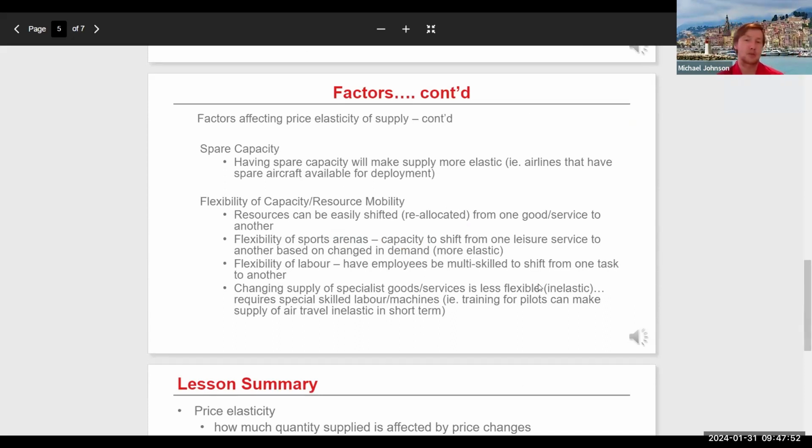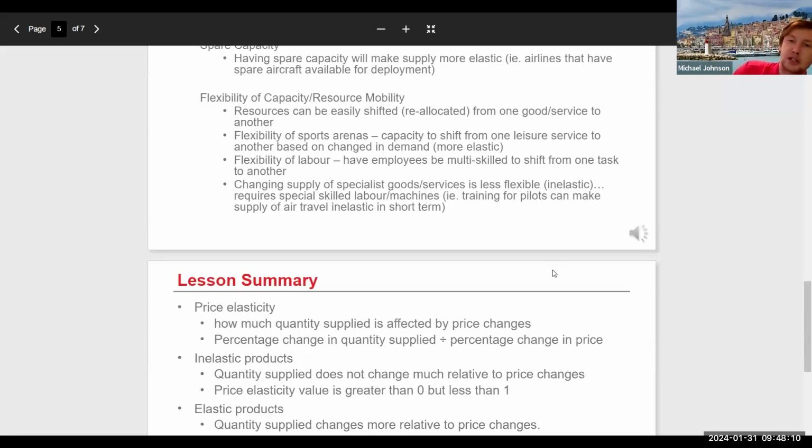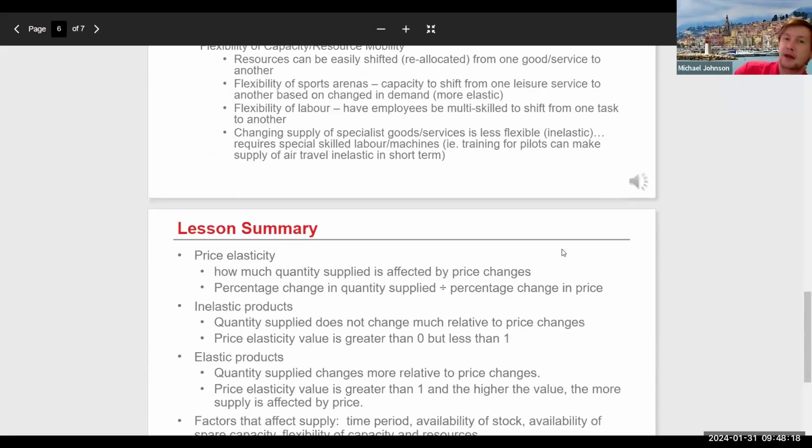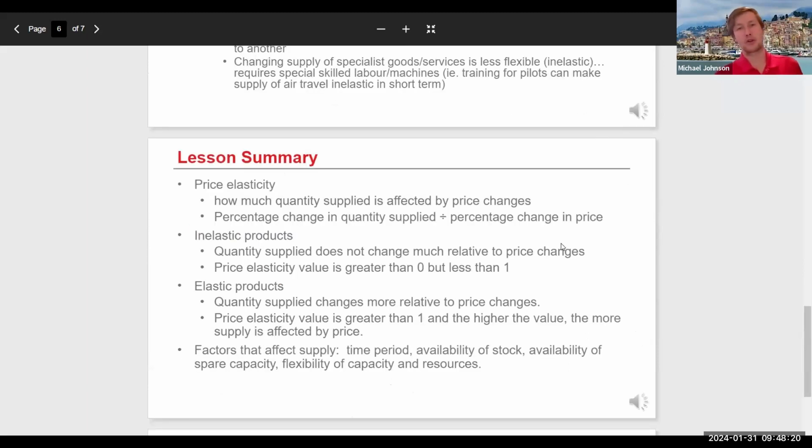Flexibility of capacity, such as resource mobility. Resources can be easily shifted, reallocated from one good or service to another. Flexibility of sport arenas: capacity can shift from one leisure service to another based on changes in demand, so more elastic. Flexibility of labor: employees who are multi-skilled can shift from one task to another. Changing the supply of specialized goods and services is less flexible and elastic, as it requires specially skilled labor or machines, i.e., training for pilots can make the supply of air travel inelastic in the short term.